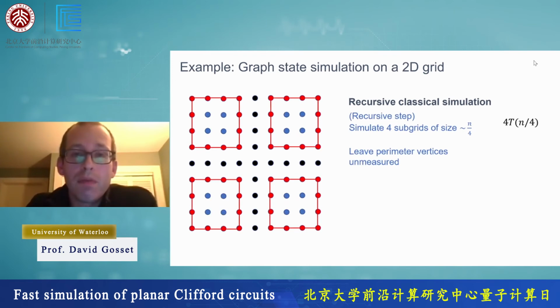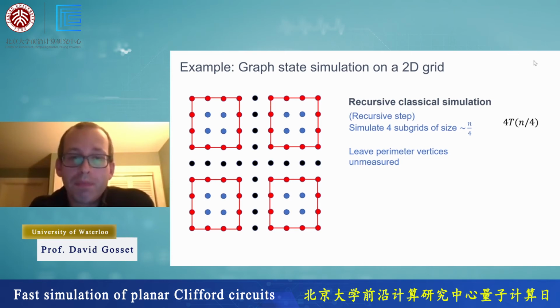First, we recursively simulate 4 subgrids, each of size roughly n over 4. And so the cost of that is 4 times the cost of simulating a grid of size n over 4, whatever that is. So let's call it the function T of n over 4. But when you simulate those 4 subgrids, the ones that I've drawn here, you want to leave the perimeter vertices, those red vertices, unmeasured. So you simulate them, you measure all the qubits inside, but you leave the perimeter vertices unmeasured.